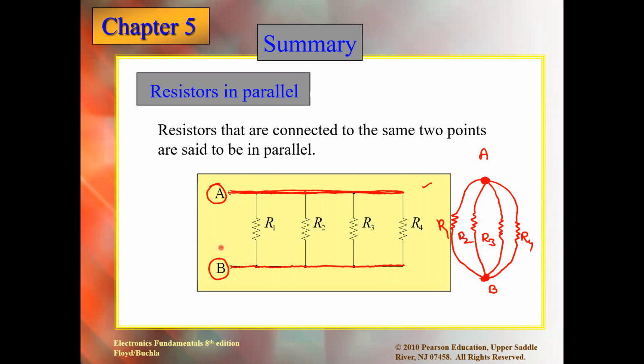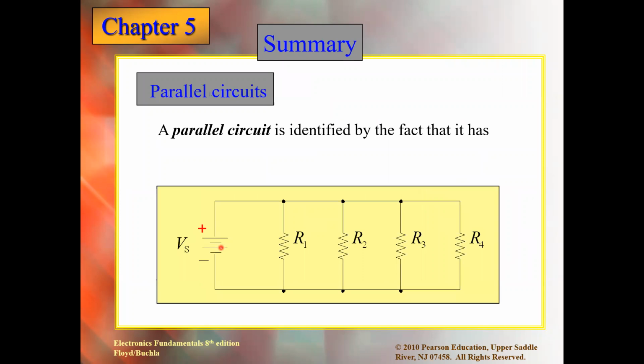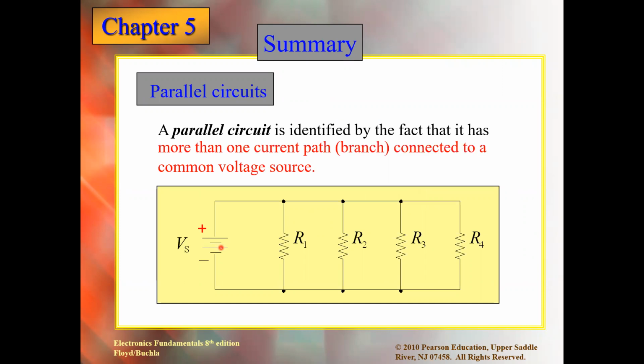Okay, so this is what we call a parallel circuit. A parallel circuit is defined by the fact that it has more than one current path. Now guys, if we connect a battery to this same common node, it is again the same common node A, and this is again another common node. A node is a point where 2 or more branches are connected.